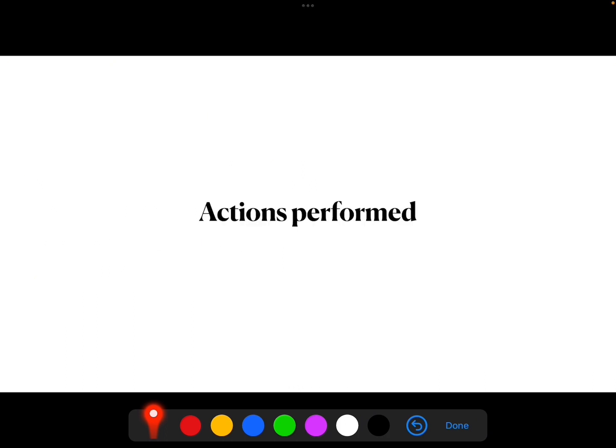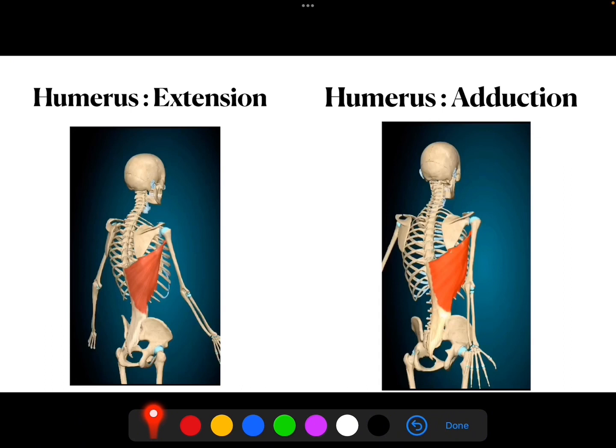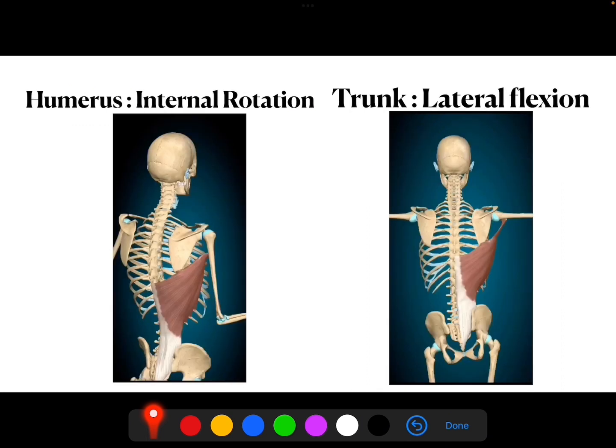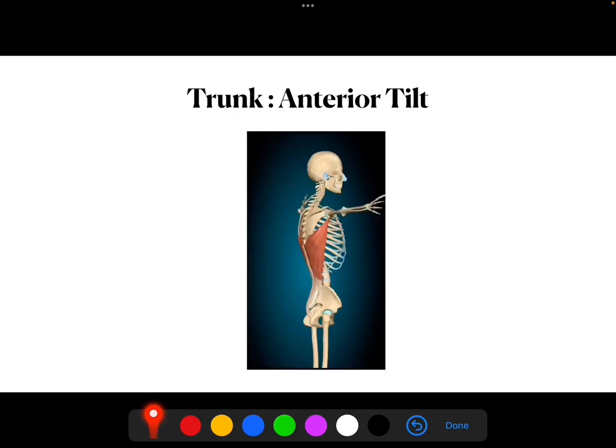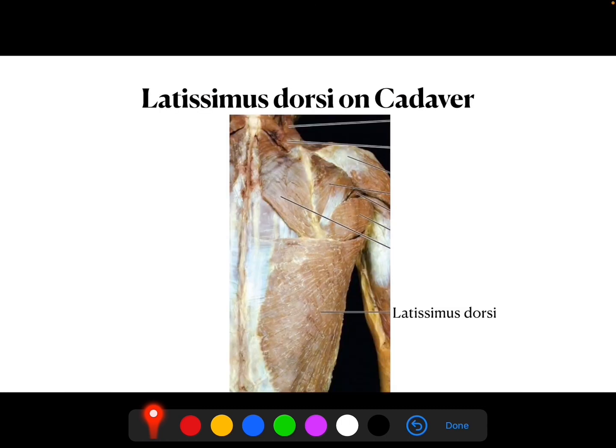Now let's look at the actions performed by the latissimus dorsi muscle. Extension of humerus, adduction of humerus, internal rotation of humerus, lateral flexion of the trunk, anterior tilt of the trunk. This is what it looks like on the cadaver. This is the latissimus dorsi muscle.